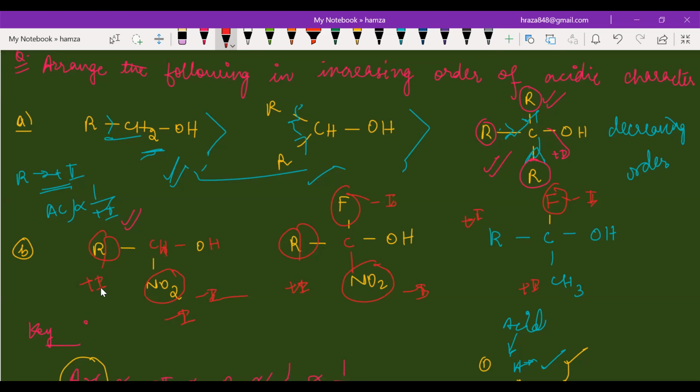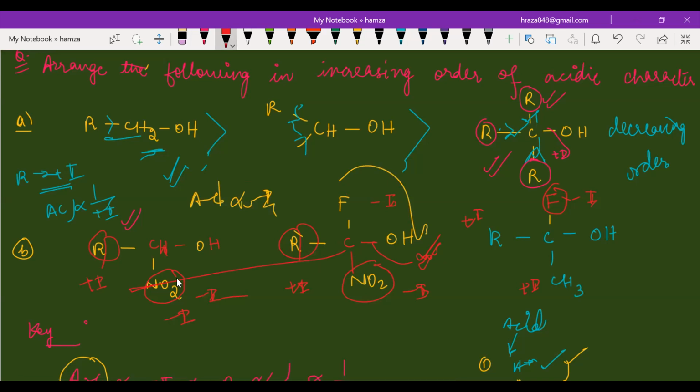The molecule which has more minus I effect is the most acidic. Basically, acidic character is directly proportional to minus I, that's why. So it will be the strongest one. The middle one will be the strongest one. You can see this will be the strongest one.